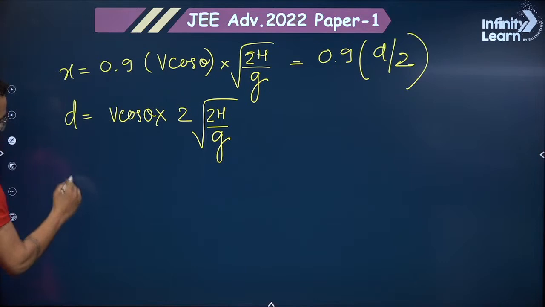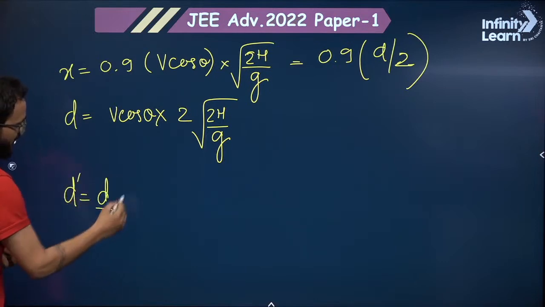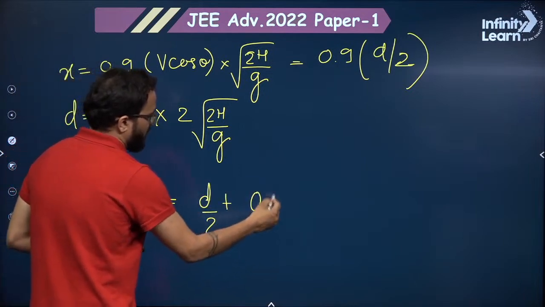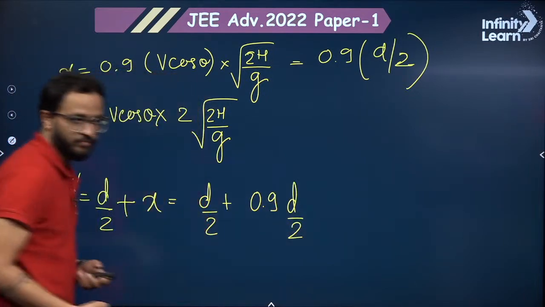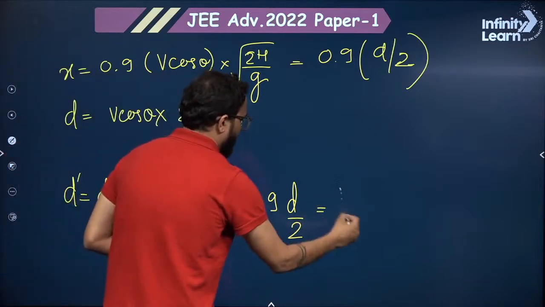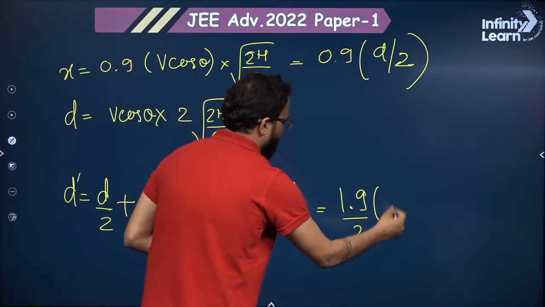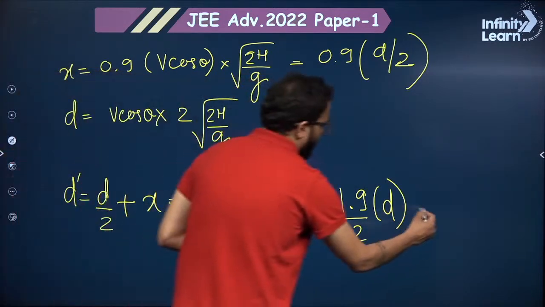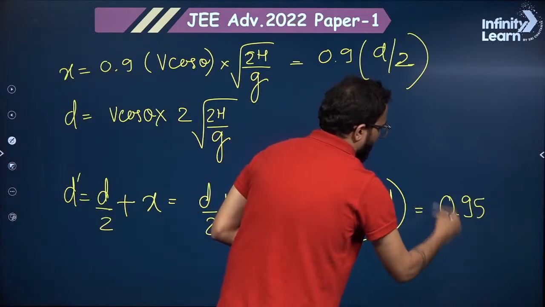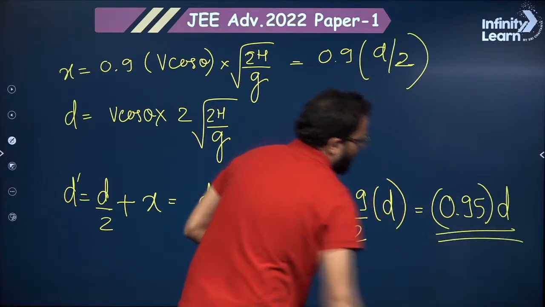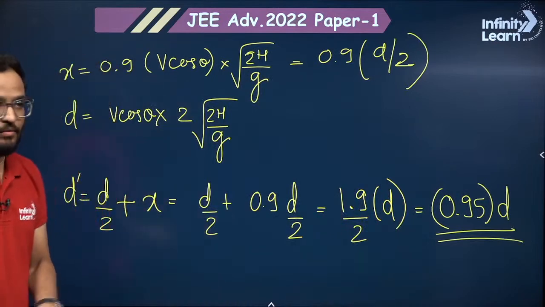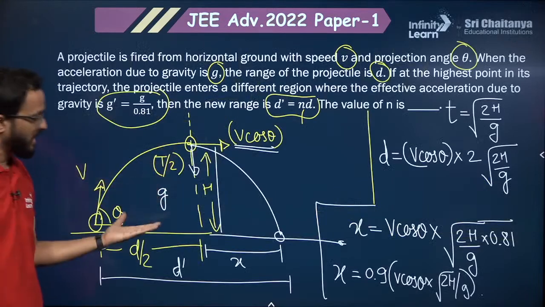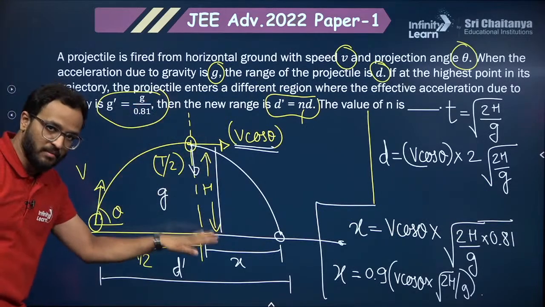So what is the total distance d dash? It will be d by 2 plus x. So it will be d by 2 plus 0.9 times d by 2. Now it is correct. So it will be 1.9 by 2 times d. So what is 1.9 by 2? It is 0.95. So it is 0.95 times d. I hope it is clear absolutely now. So there was one problem, that root over 2h by g is the time to go up and also the time to come down, right?